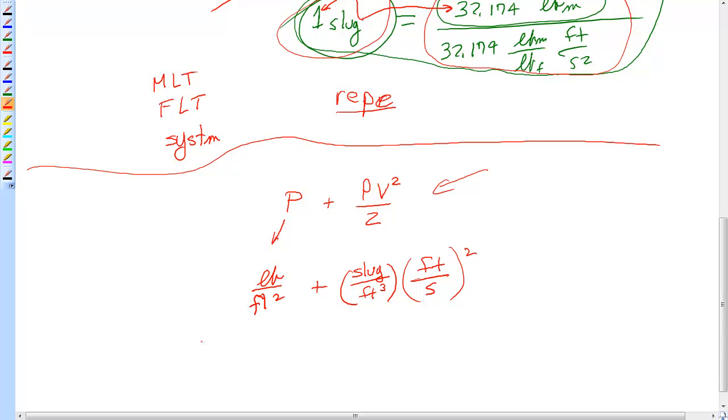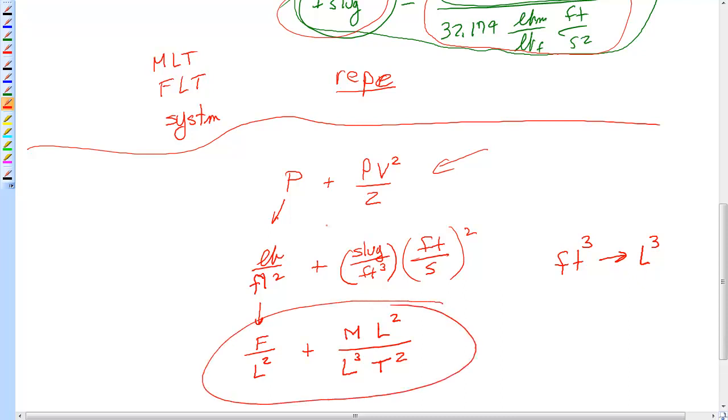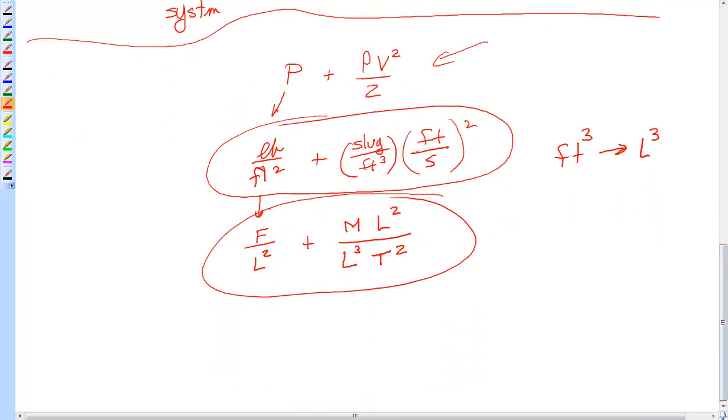and now what you have is a clashing of units. The clashing of units is that on this side you see a force over a length squared. What you have here is a mass times length squared over a length to the third and a time squared. What I'm doing is, where I see a foot, that's actually a length. So if I have foot cubed, I have a length cubed. So these are generic. These are actually specific to a coordinate system. So I'm going to quickly move from this representation to that.